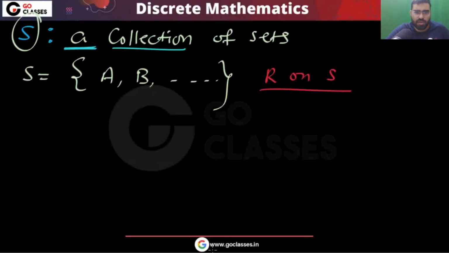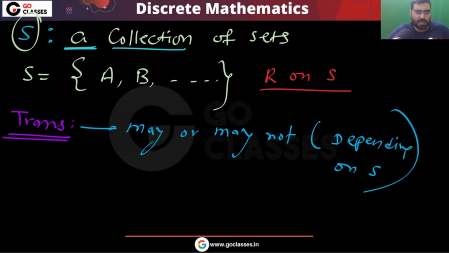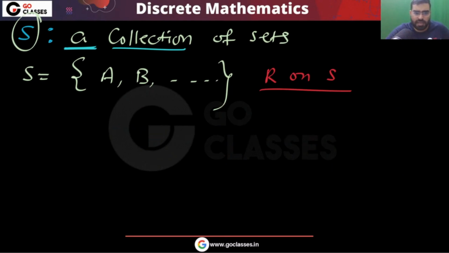Now let's move on to the next property, that is the transitive property. What can you say about the transitive property? Again, it will depend on the set S. It is going to depend on the set S whether this is transitive or not. But you can notice that in general, this transitive property may or may not be satisfied, depending on S.